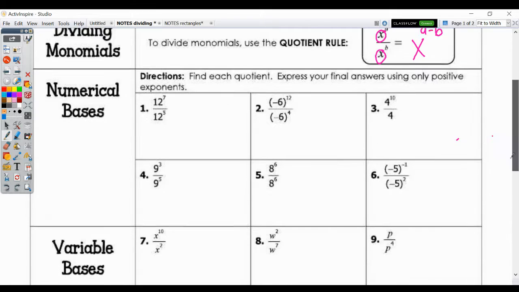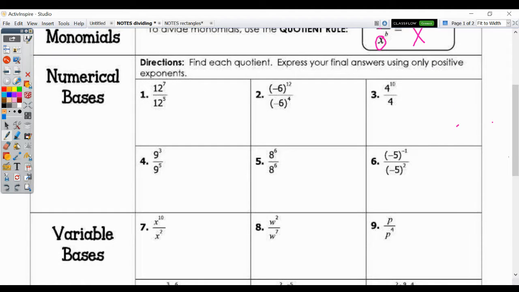Okay? So let's do some examples. Look at number 1. On number 1, the base of both my numerator and my denominator is 12. So my base in my answer is going to be 12. And then all I have to do is subtract my exponents. So 7 minus 5 is 2. So I can leave it 12 to the second power, or I know that that's 144.